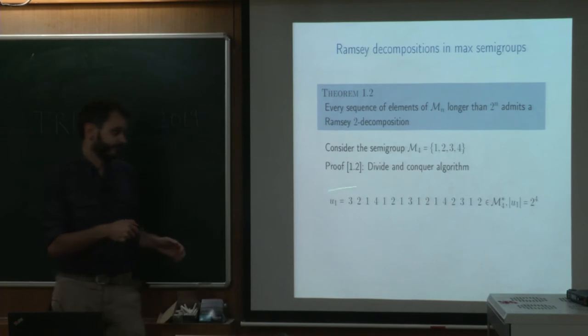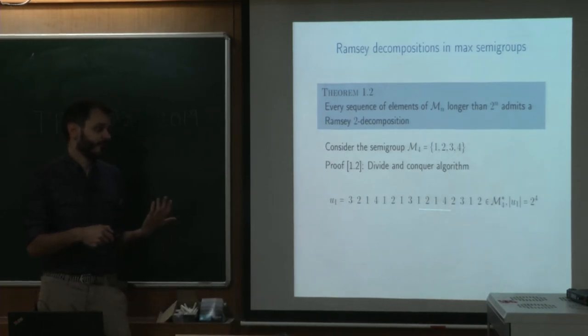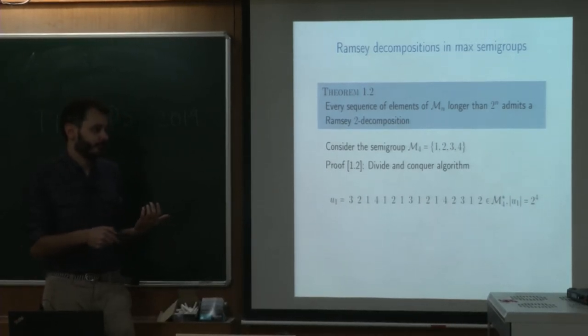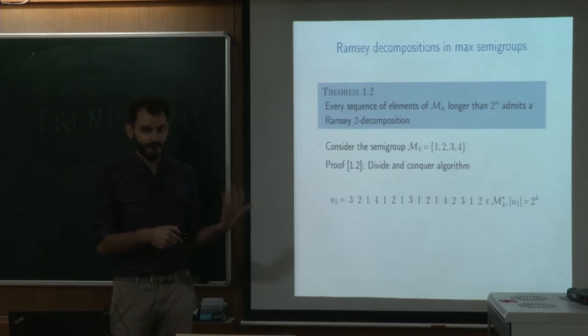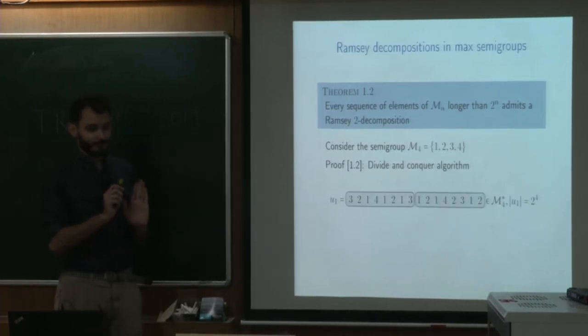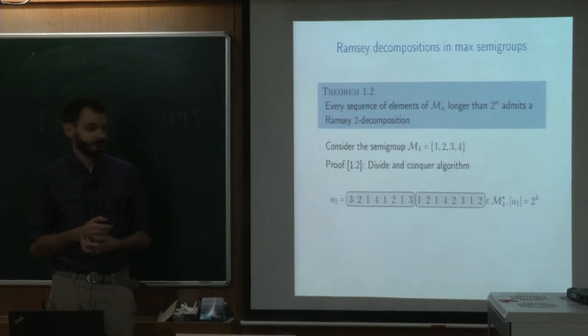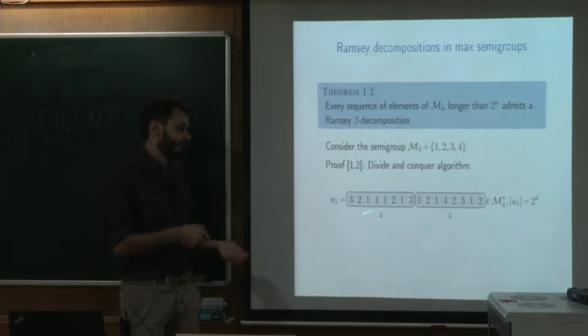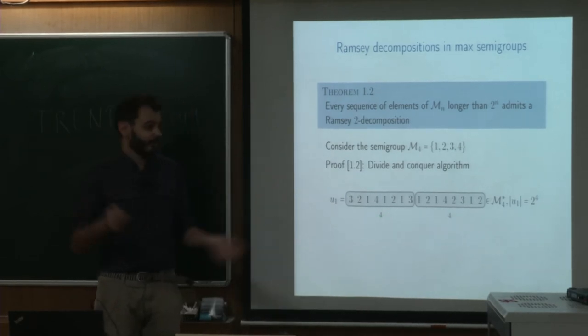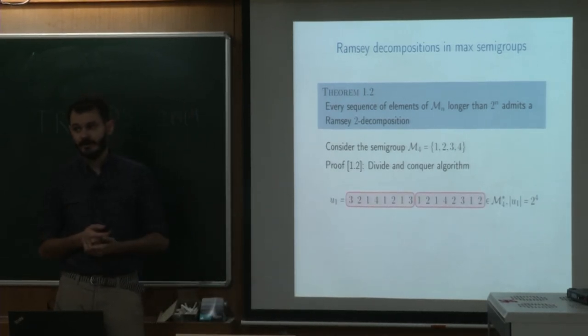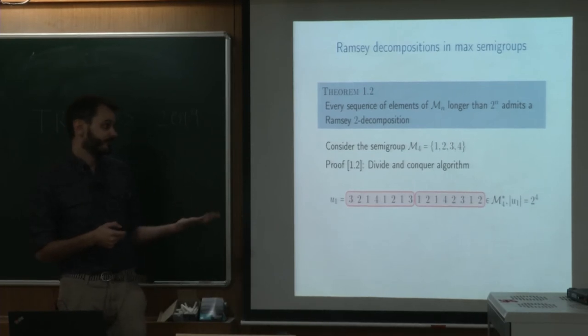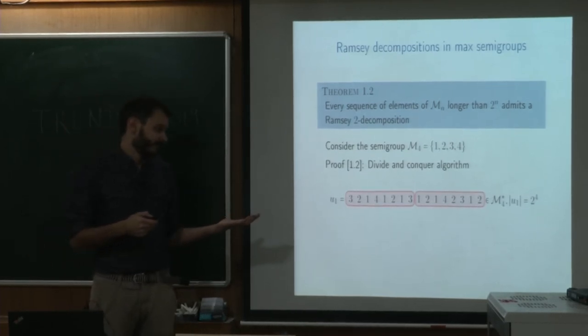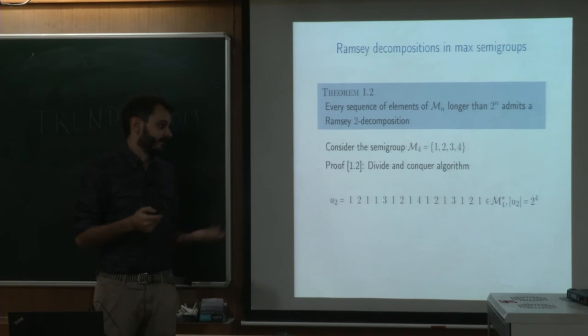So if I start with a sequence of elements of M4, which has size 2 to the 4, I just split it in 2 equal parts, okay? And then I look at the maximum in both of the parts. So here it's 4, here it's 4. Okay, I got lucky. So here I'm done. I already have my Ramsey 2 decomposition, okay? Now, what happens if it's not the case?